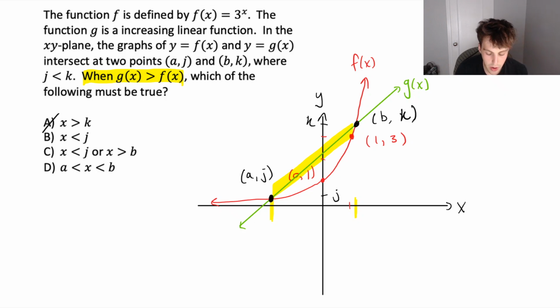x is not less than j. x is less than j, or x is greater than b, also does not make sense, but we can see that x is between a and b, right? This is a and this is b. You can see that when g of x is greater than f of x, our x values are between a and b. So D is our correct answer. Okay, let's go to another question.